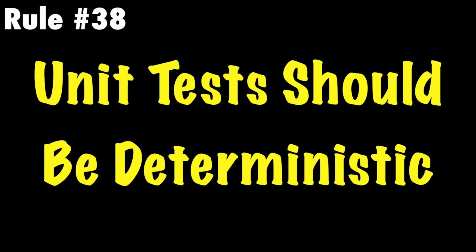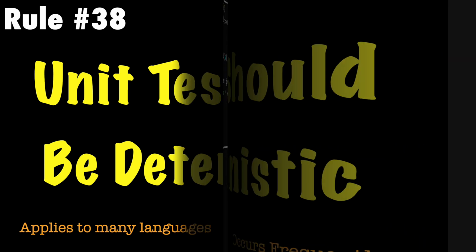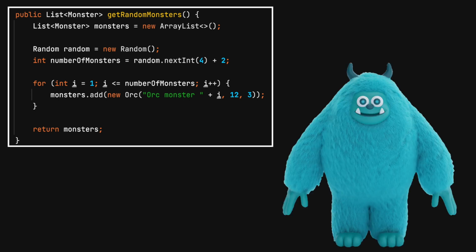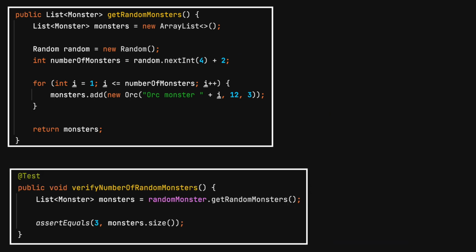In this lesson, we will review Coach Joe rule number 38, which states, unit tests should be deterministic. In an adventure game application, it is common to encounter a random monster. Let's say there is a method that randomly creates 2 to 5 orc monsters. There could be a supporting test to verify 3 monsters are created.